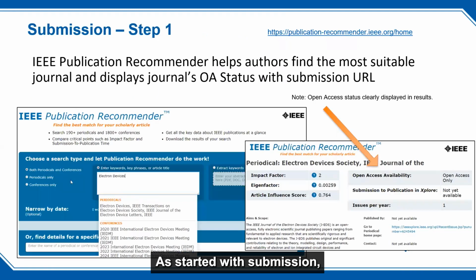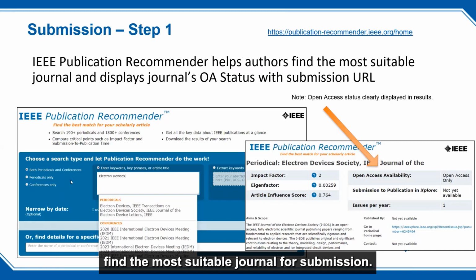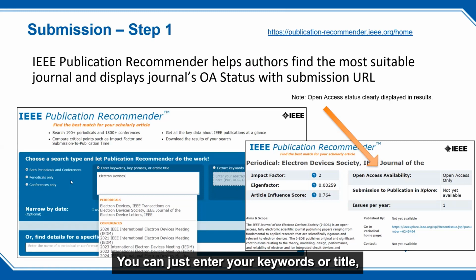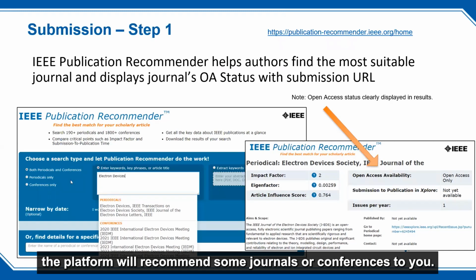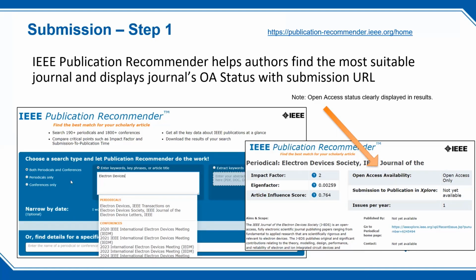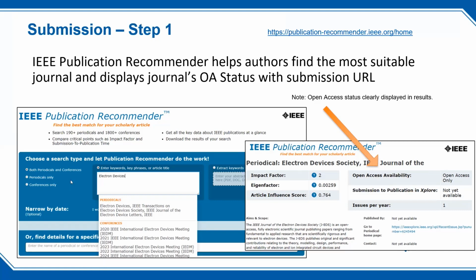Let's start with submission. IEEE Publication Recommender is a very useful tool that can help authors find the most suitable journal for submission. You can just enter your keywords or title. The platform will recommend some journals or conferences to you. It will also show you the OA status of these journals. Open access only means it's a fully OA journal, and open access available means it's a hybrid journal.